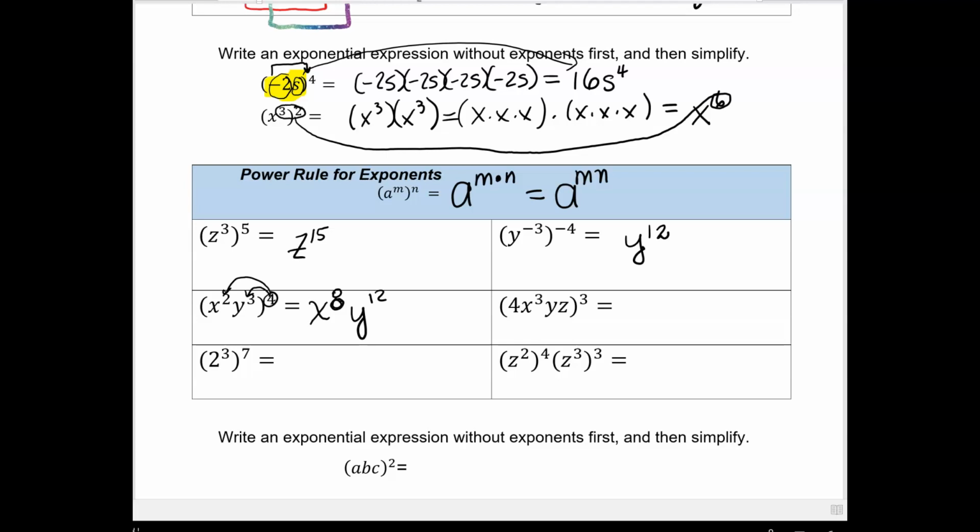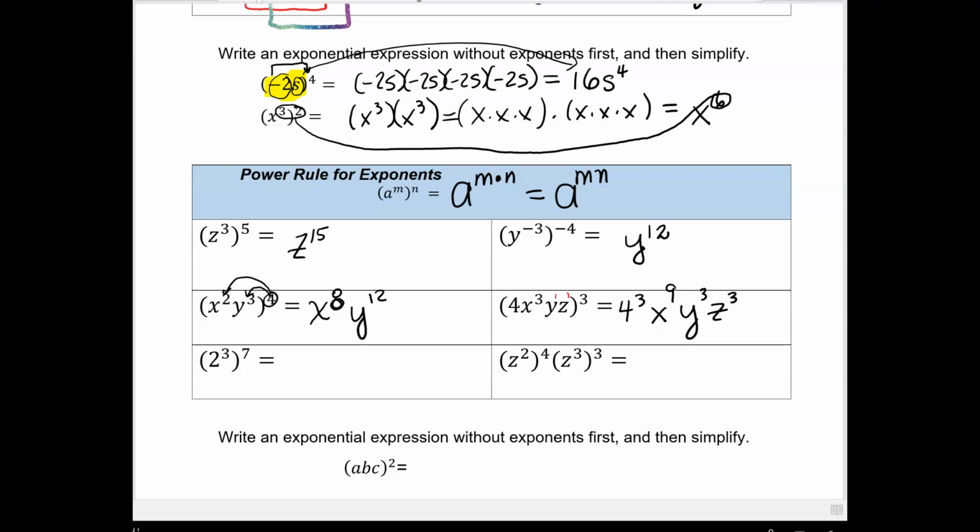Next, we have 4x to the third, y to the z, all to the third power. So that's 4 to the third, x to the what power? 9th. And what about the y and the z? Again, what is considered to be the exponent for y and for z? Well, 1, right? So you're really just multiplying that 1 times 3. So we have y to the third, z to the third.